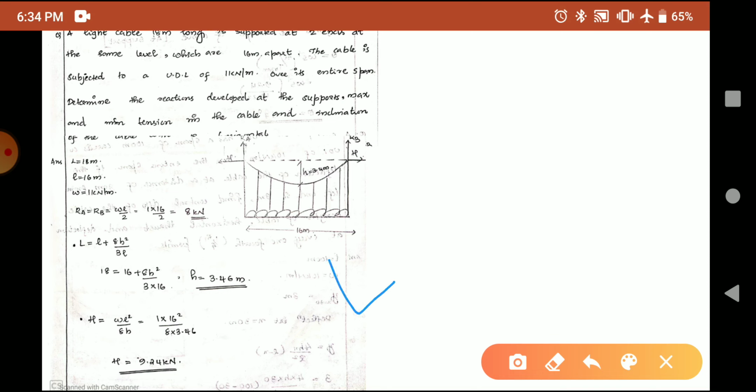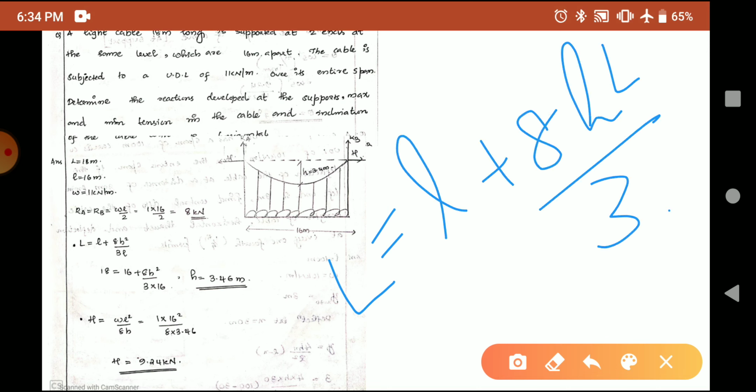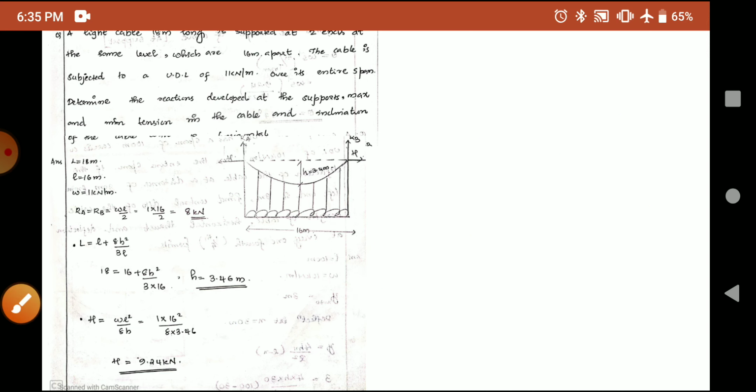Now for the length of the cable, we know the equation is capital L equals small l plus 8h square divided by 3l. The value of capital L is given to you, small l is given to you, and you need to find the central dip h. Substituting those values and solving for h, you will get h equal to 3.46 meter. Once small h is obtained, you can find the horizontal reaction. H is equal to WL square by 8h. Solving that, the value of H is equal to 9.24 kilonewton.